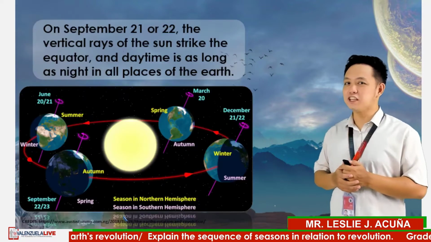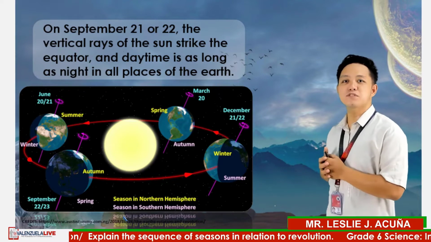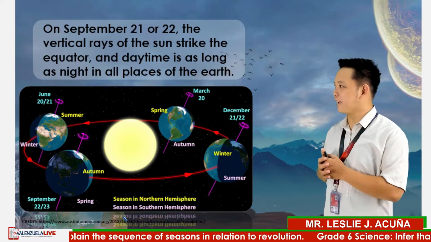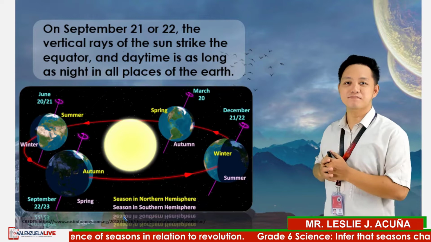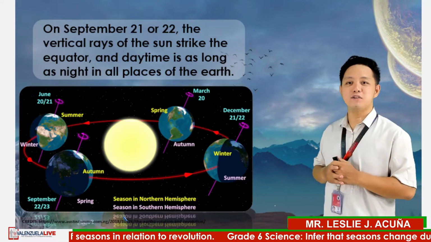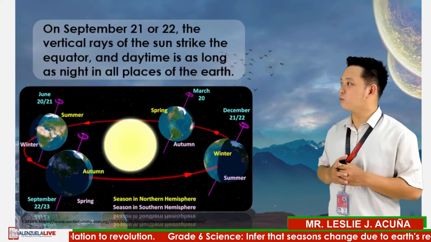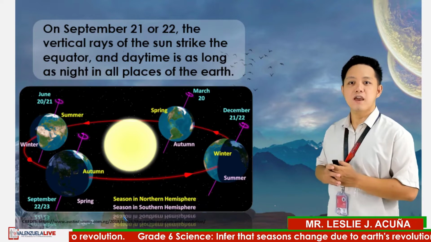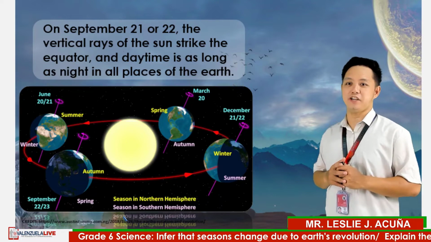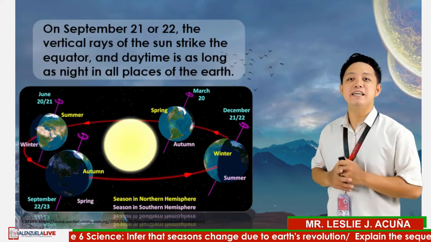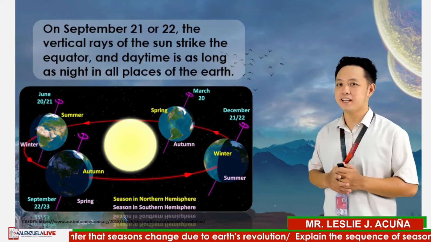As the Earth continues to revolve, the vertical rays of the sun move southward from the Tropic of Cancer to the equator. On September 21 or 22, the vertical rays of the sun strike the equator. And daytime is as long as night in all places of the earth. It is autumn in the northern hemisphere and spring in the southern hemisphere.